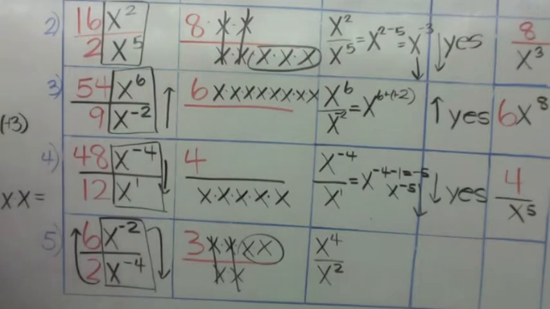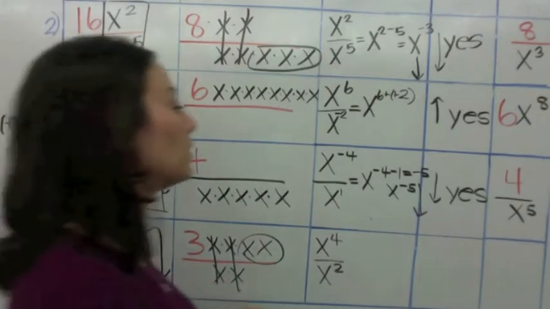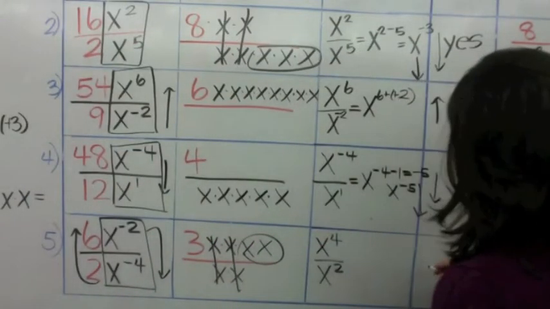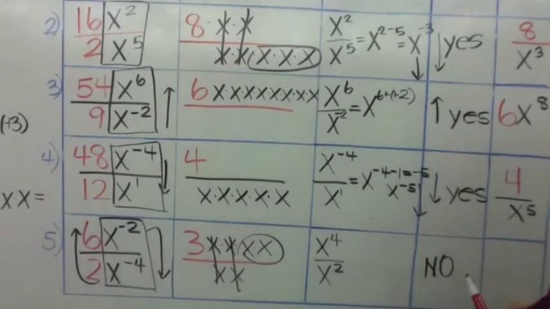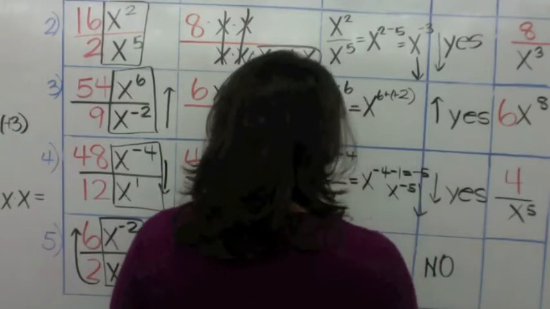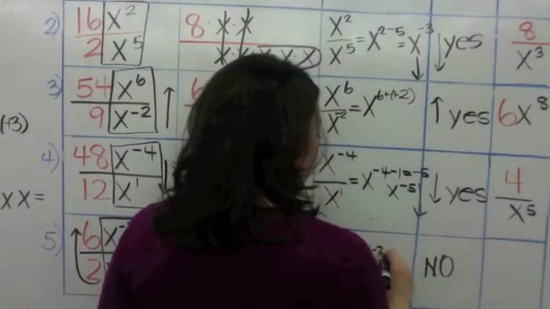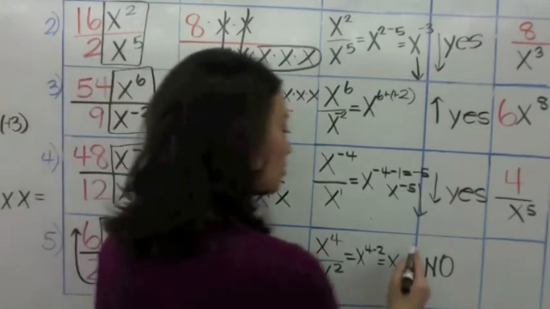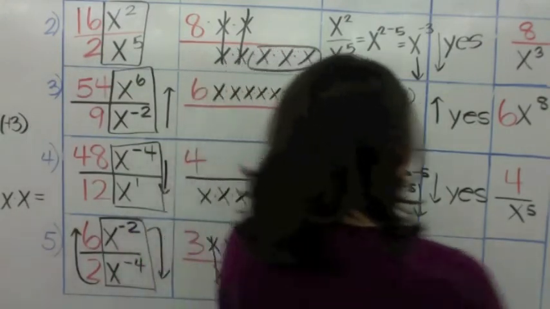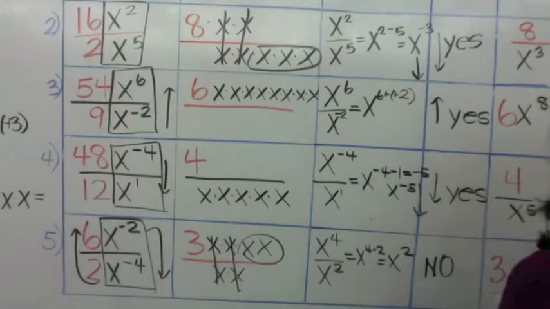So now, did I move it up and down? Not really, okay? All I did is I took the reciprocal. And I am left with, let's look, x to the power of 4 minus 2 is x to the power of, what's 4 minus 2? 4 minus 2 is 2. So the answer should be 3x to the power of 2.